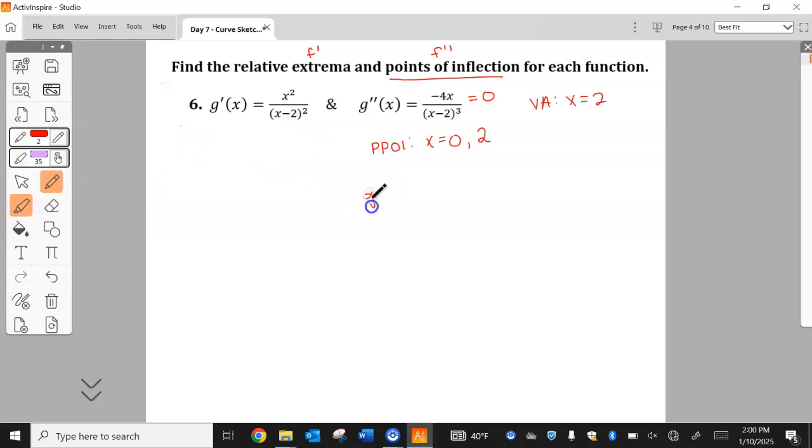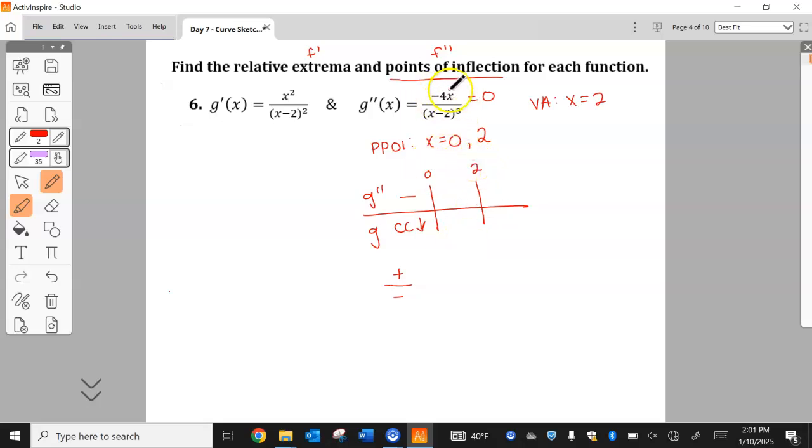So let me make my chart. 0 would be my smallest possible point of inflection, 2 would be the biggest. This time, since the bottom is cubed, it depends what the inside is, whether it's positive or negative, so I have to think about both parts. So over here, I'm going to plug in -1. That'll make the top positive 4. That'll be -3 cubed. A negative to an odd power is going to stay negative. So this part is negative, which means the graph is concave down.